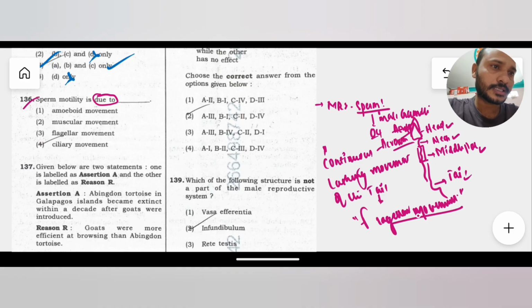This motility lets the sperm reach the fallopian tube, where the egg is present for fertilization. So flagellar movement is the right answer for sperm motility. Without the lashing movement of the tail, the sperm can't move forward. Due to the tail's continuous lashing movement, it shows flagellar movement. With the help of this movement, the sperms swim forward towards the fallopian tubes where the egg is present, and fertilize it.